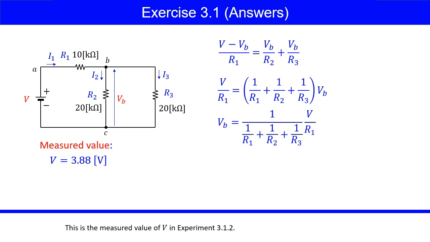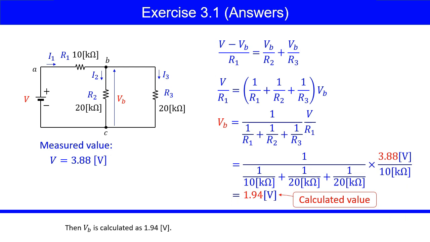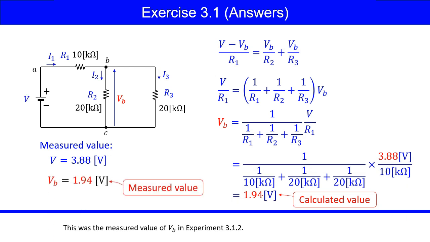This is the measured value of V in experiment 3.1.2. Then VB is calculated as 1.94 volts. This was the measured value of VB in experiment 3.1.2.